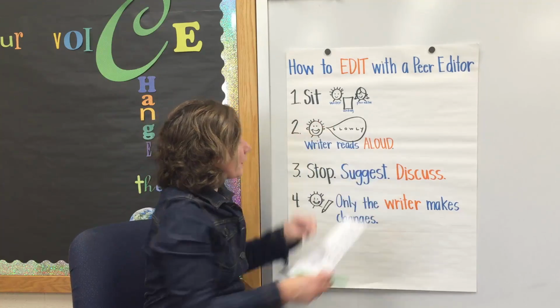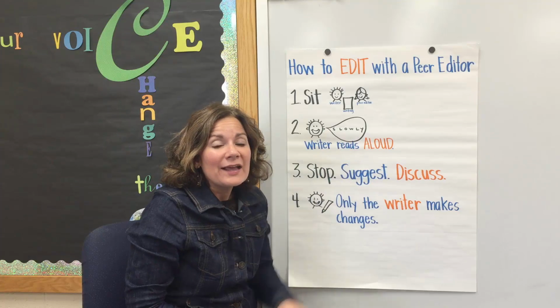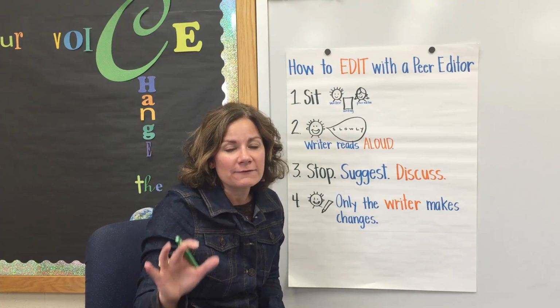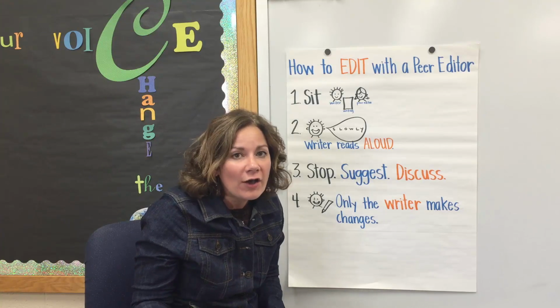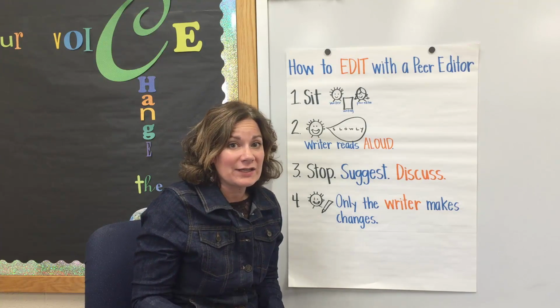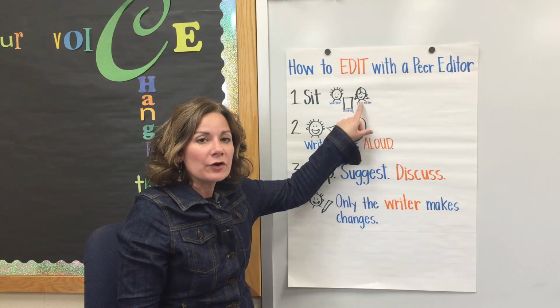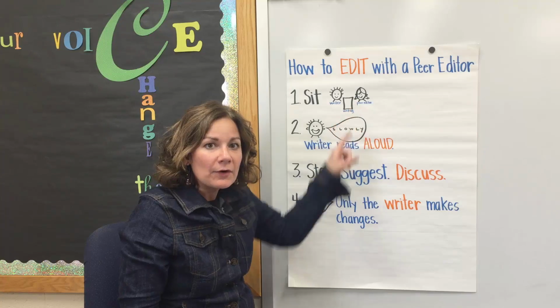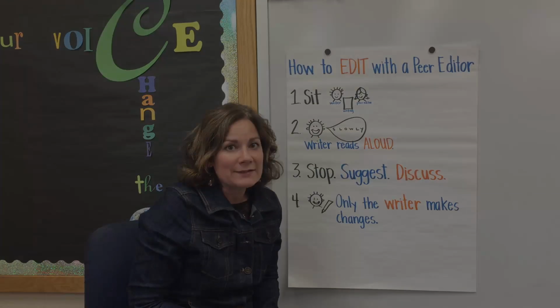The reason why we need to read it aloud and do it slowly is because you're going to be shocked to find there are words that you meant to write and you even thought you wrote them, but you actually didn't. And so when we read it slowly and we have a peer editor whose eyes are also on the paper, we're going to be able to catch those times where we left out words.